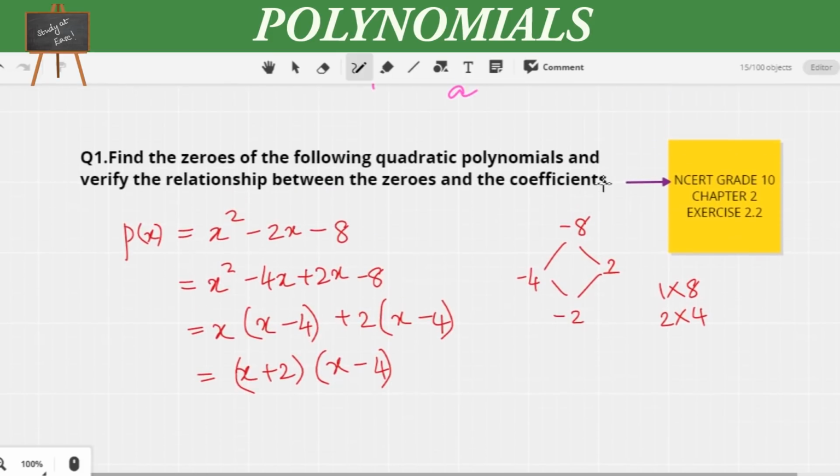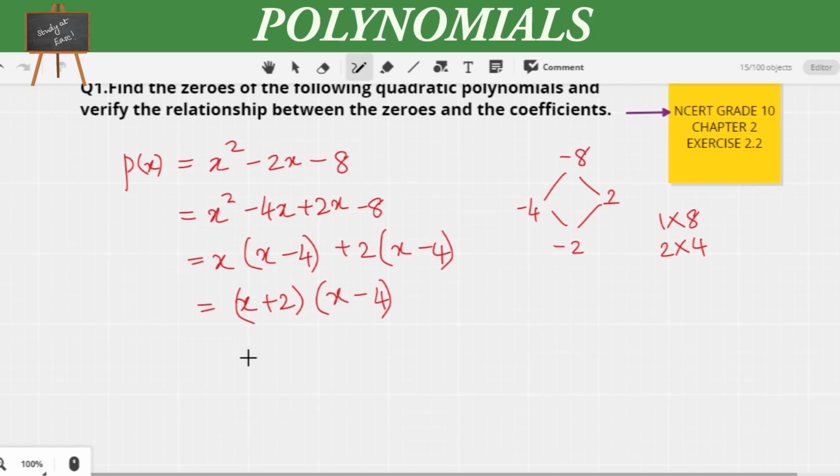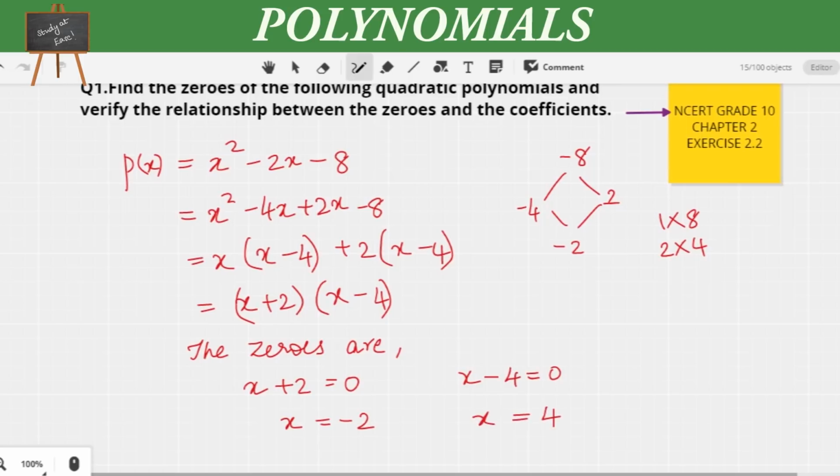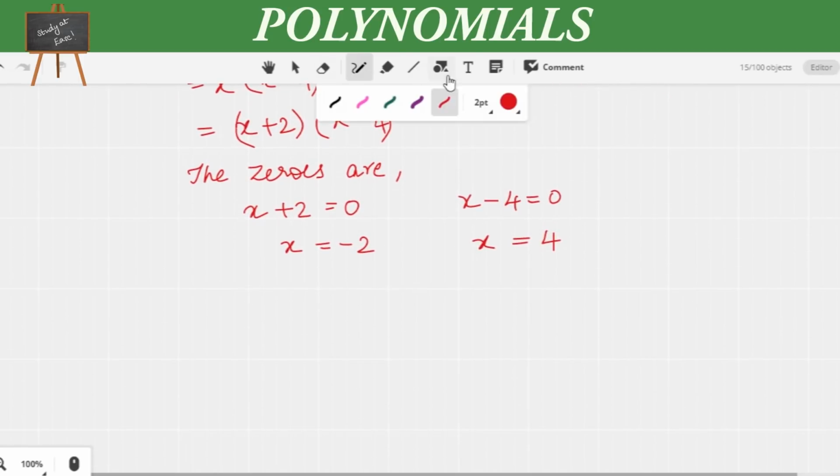Now from the factors, how do we find the zeros? In order to find the zeros, we are going to equate the factors to 0. So it becomes x plus 2 is equal to 0, so x is equal to minus 2, and x minus 4 is equal to 0, which is x is equal to 4. So the two zeros are x is equal to minus 2 and 4.